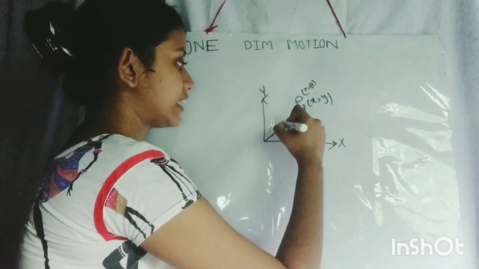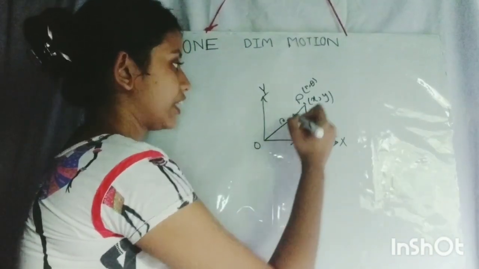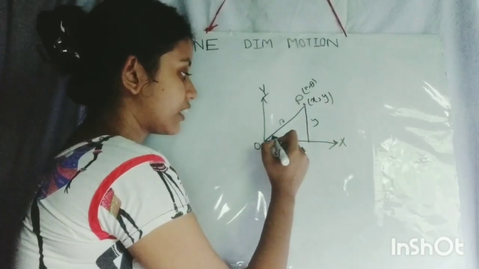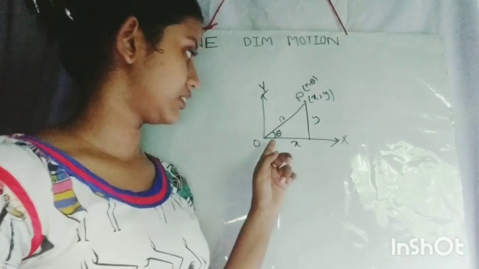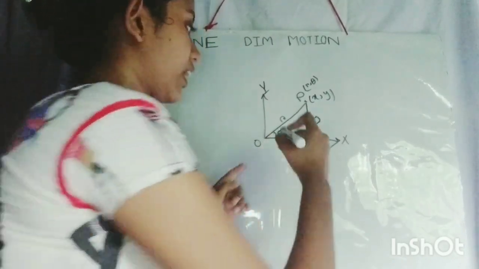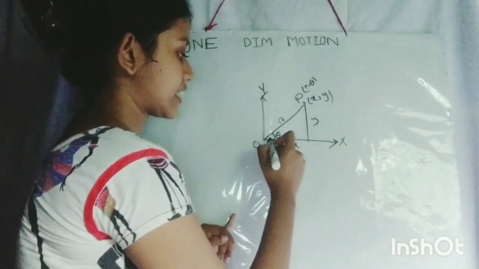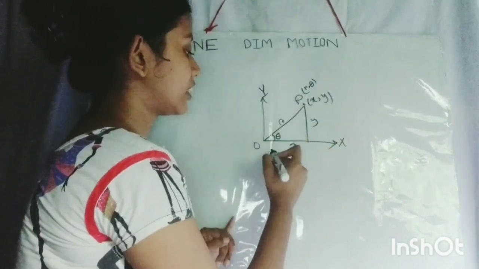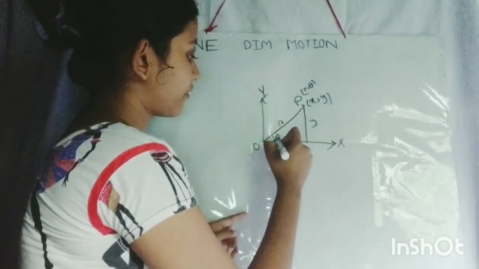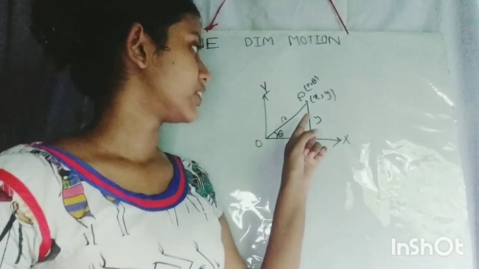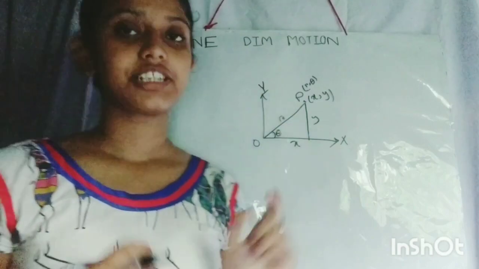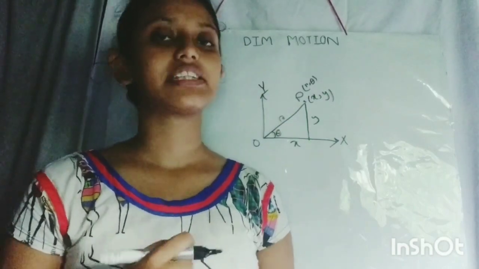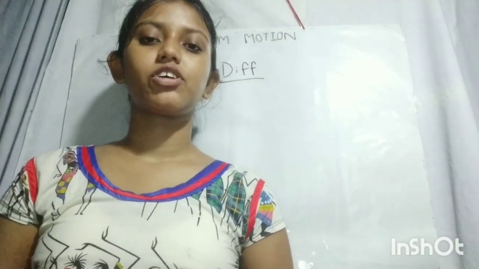This distance from the origin to the point is called r, and the angle about the positive x-axis is theta. So this is theta and this is r. This representation of the coordinate system is named as the polar coordinate system. Now let's take a look at differentiation.